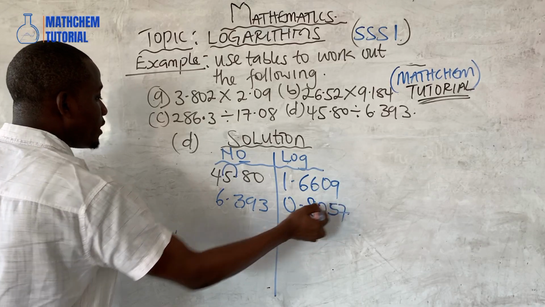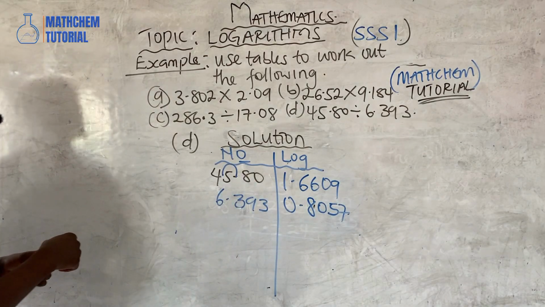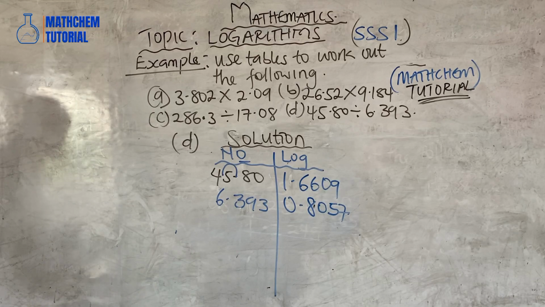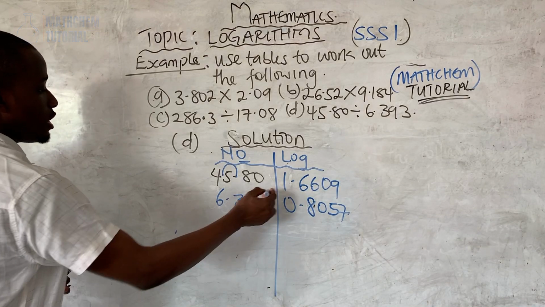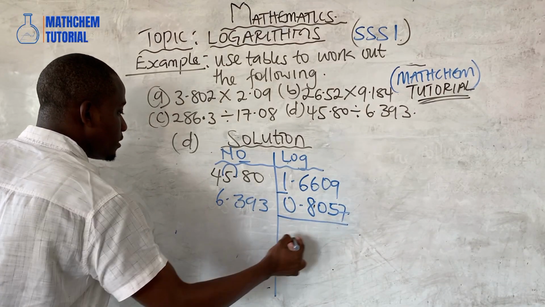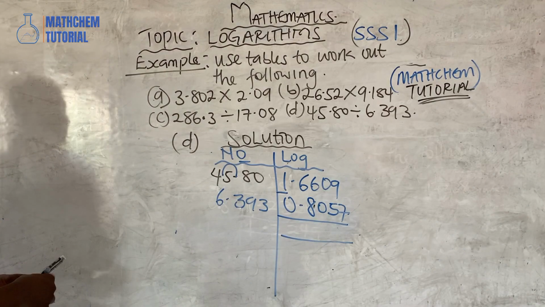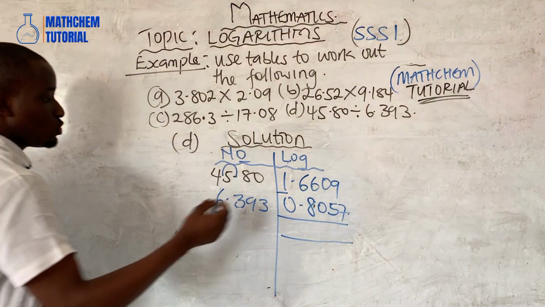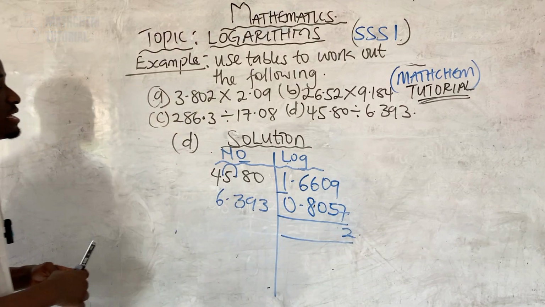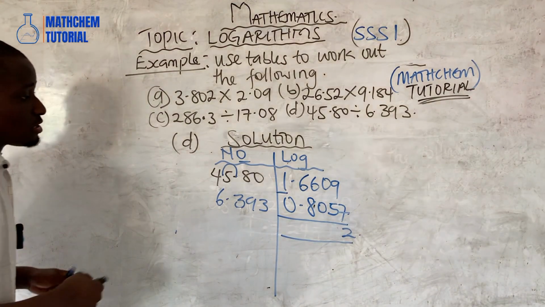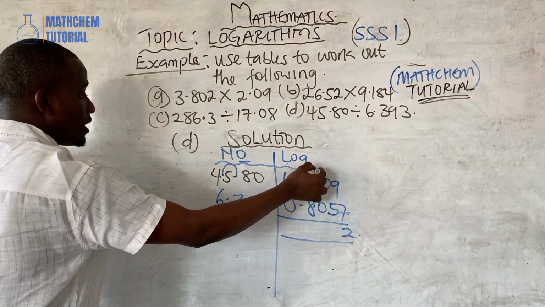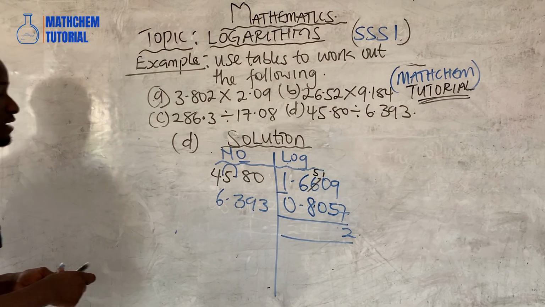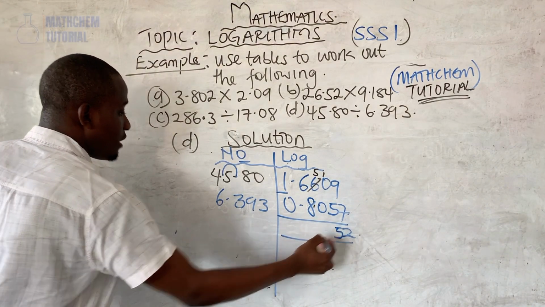8057. So what do I do? I will subtract because of the division sign we have from the question. If I subtract here, I have 9 minus 7, that gives me 2. So 2 will be here. Then 0 minus 5 is impossible, so you have to borrow 1 from here. Here will be 5. Then put a 1 here, that gives you 10. 10 minus 5 is 5. So I have my 5 here.